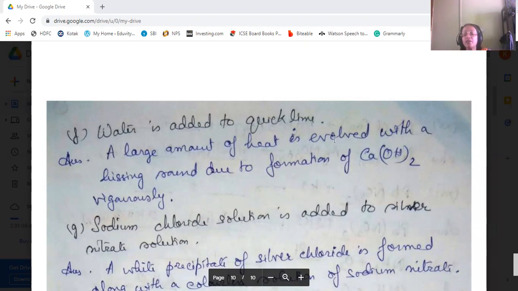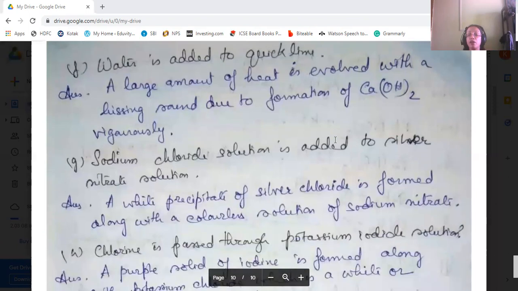Then sodium chloride solution is added to silver nitrate solution. Then a white precipitate of silver chloride will be formed with the colorless solution of sodium nitrate.